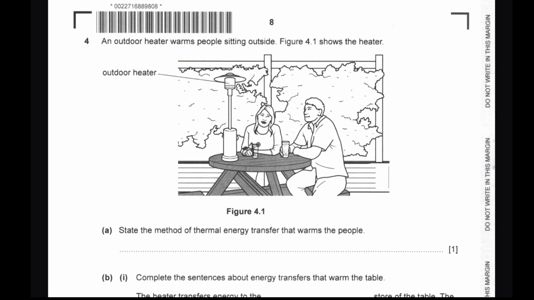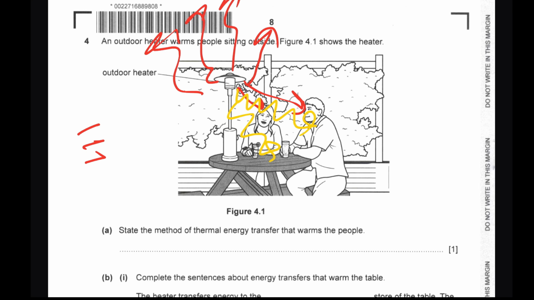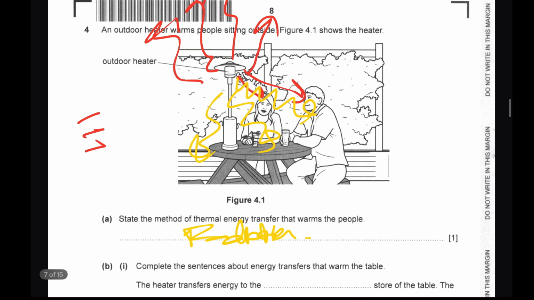State the method of thermal energy transfer that warms the people. So there's an outdoor heater. There are three methods: conduction, convection, and radiation, right? Air is a poor conductor, so we're not going to consider conduction as a method. It's not going to be convection because convection causes heat to go up. So your answer is radiation. Radiation is what's causing the energy transfer. That's your answer. Moving on.